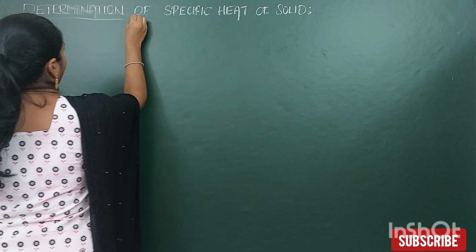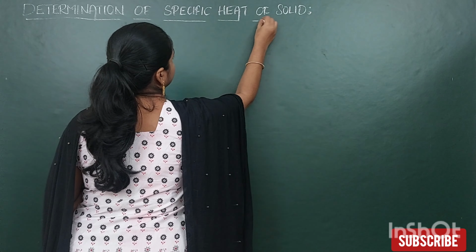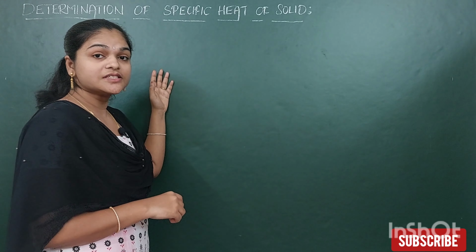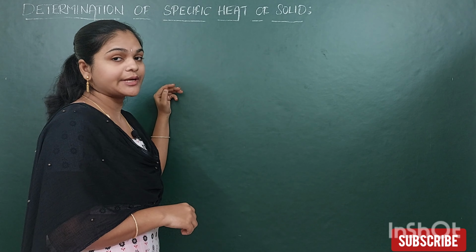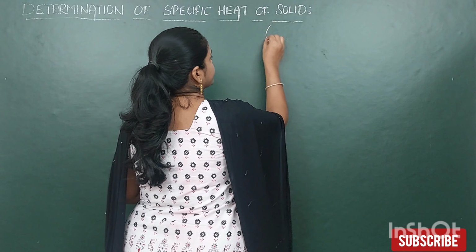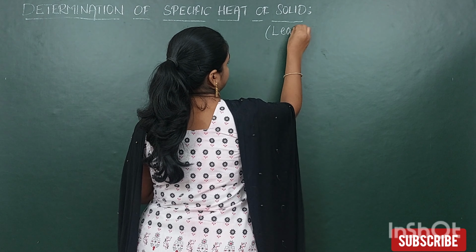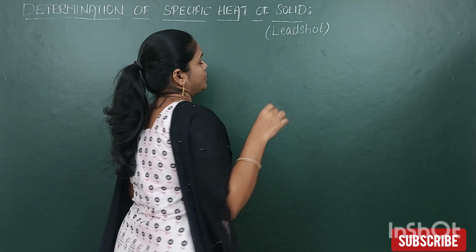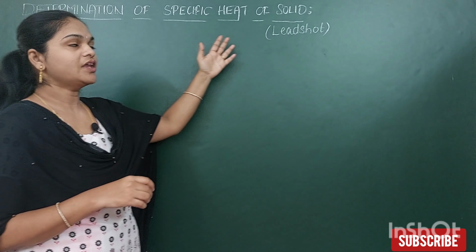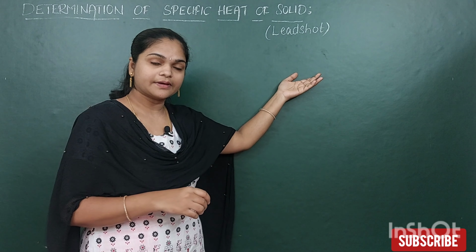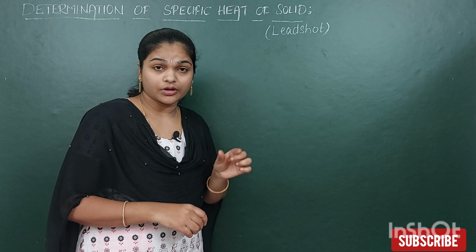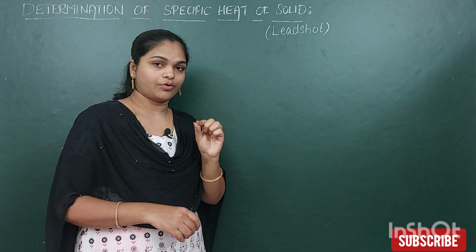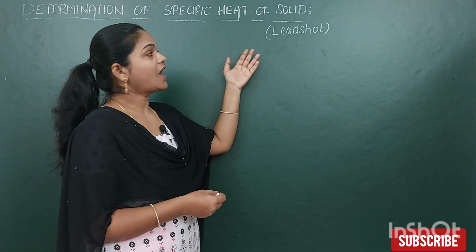So today our concept is to determine the specific heat of a solid. What type of solid? It is lead shots. Yes, we are going to know about the specific heat of lead shots. Lead shots are small metal balls which are used in guns. We use some metal balls to shoot. Yes, so they are lead shots.